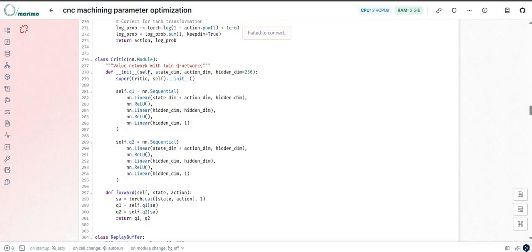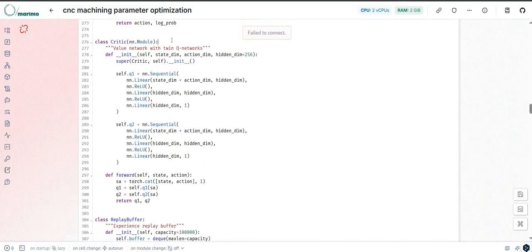And the Critic class. This is the value function approximator, and it actually uses twin Q networks. Each Q network takes as input the state concatenated with the action, passes it through two hidden layers of size 256 with ReLU activations, and outputs a single scalar Q value. The forward function simply returns the results from both networks. Having two critics reduces our estimation bias, since during updates we always use the smaller of the two Q values.